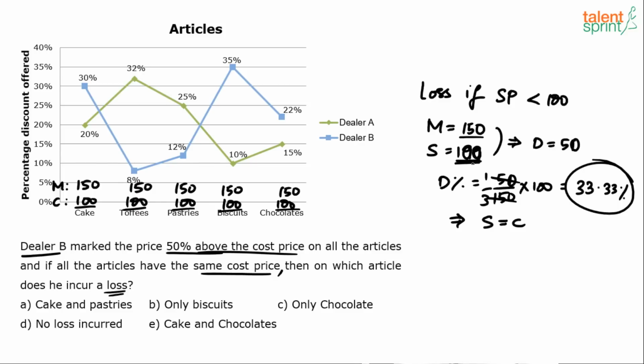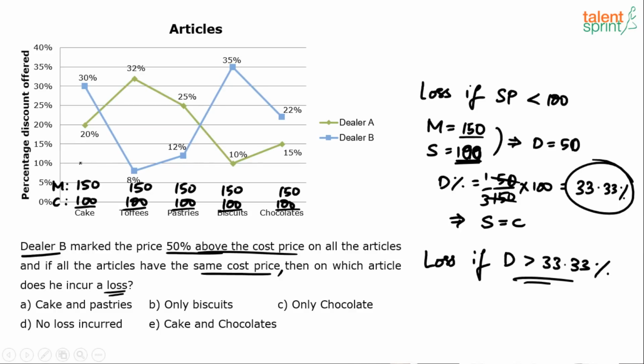Yes or no? 100 rupees, right? Selling price and cost price both are equal, meaning no profit, no loss. If the discount is more than 33.33%, then there is a loss. So I can say he will incur a loss if discount is greater than 33.33%. Now just check for which articles the discount is more than 33.33%.